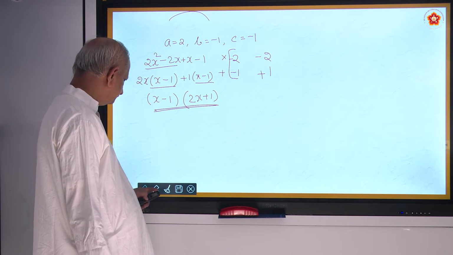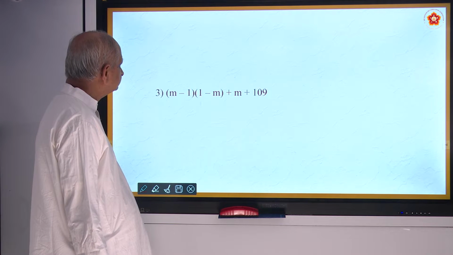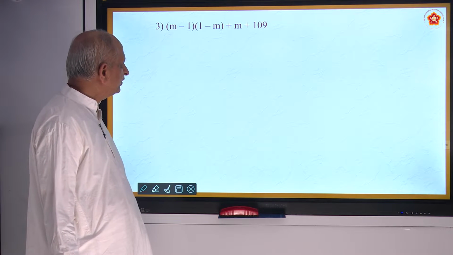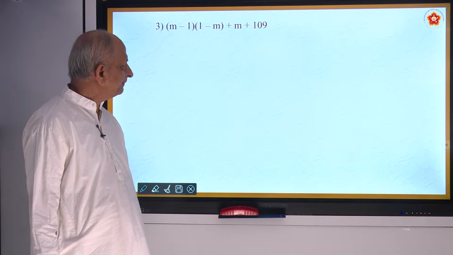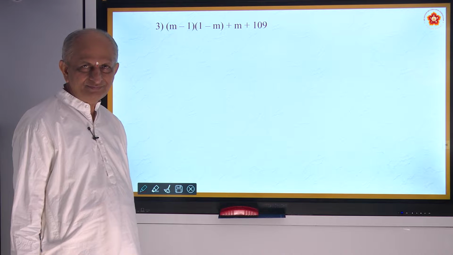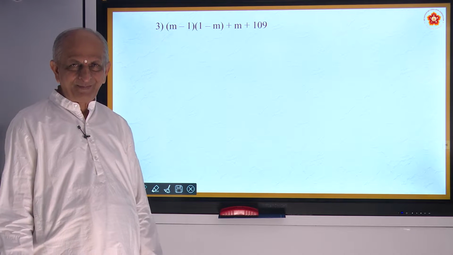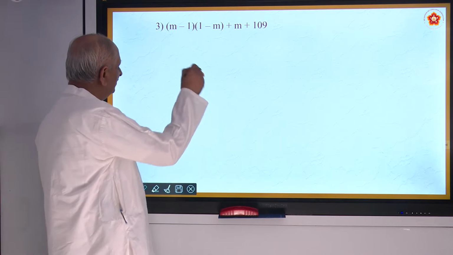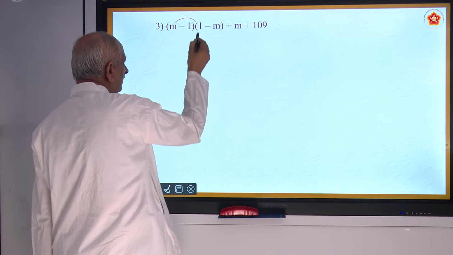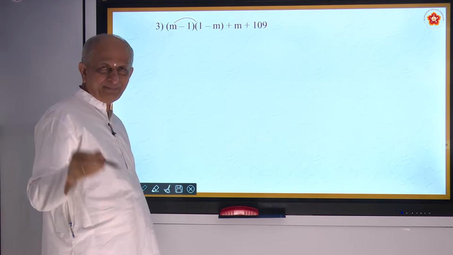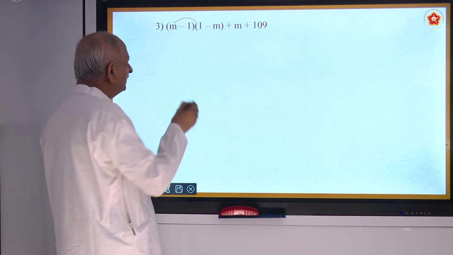Third one. m minus 1 into 1 minus m plus m plus 109. What is the peculiar problem? So you have a peculiar solution. First you multiply these two. You must bring it to the form of ax squared plus bx plus c. That form you must bring.